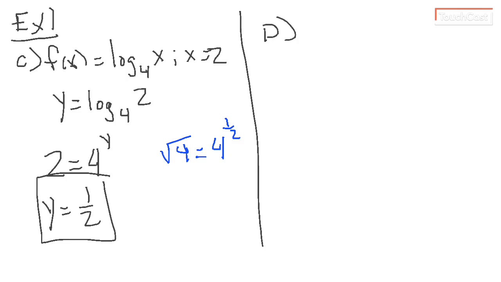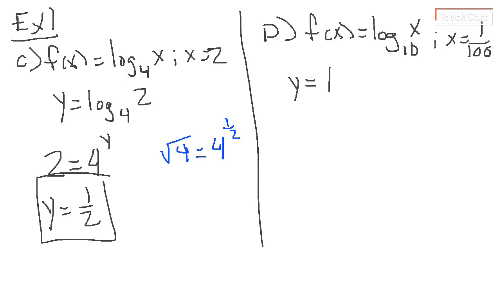Alright, last one for example 1. We're going to look at the function f of x equals the log base 10 of x when x is 1 over 100. So we're looking for y equals log base 10 of 1 over 100. So now let's put it in exponential form. 1 over 100 is equal to 10 to the y power. Well, what do we have to raise 10 to, to get 1/100th?